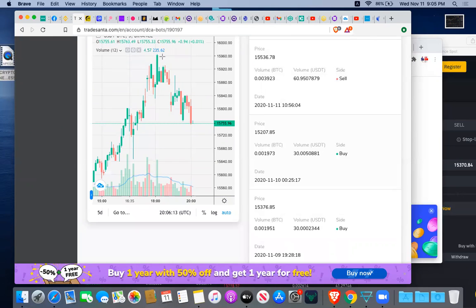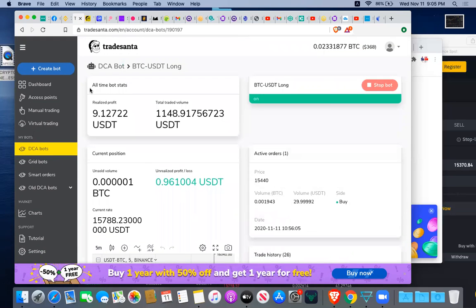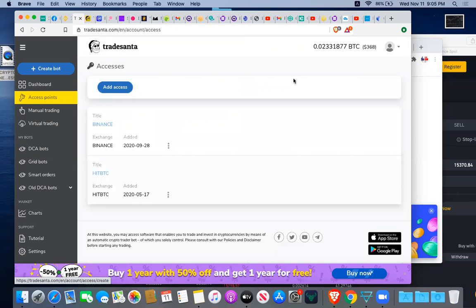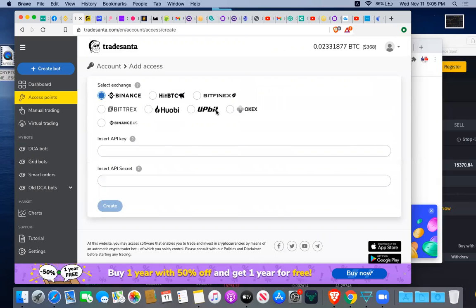This guy is struggling to cross 16,000, to hit 16,000. Okay. So Santa said, simple. You create your account, then just go to access point. Of course you can see where you can add Binance. So it's Binance you add, not Bittrex, because you can only add exchange accounts there.